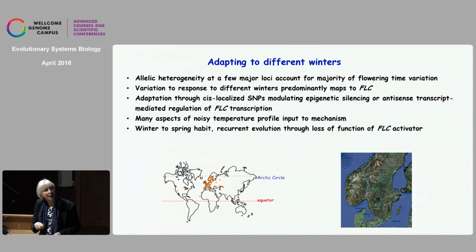And then, as well as the predominance of FLC, we've got rapid cycling, winter to spring habit evolution, through recurrent loss of one of the activators, the gene called FRIGIDA.